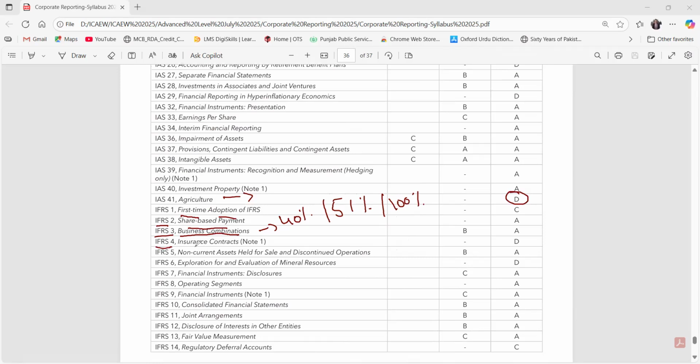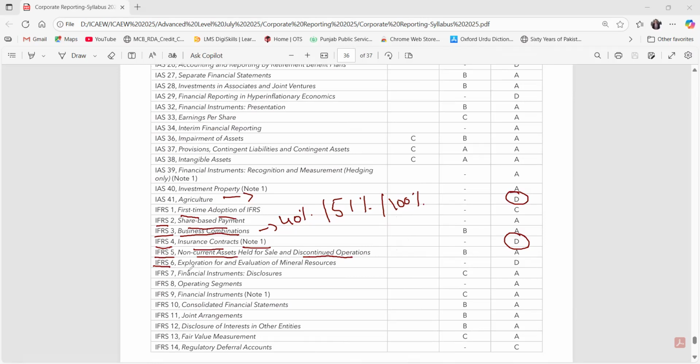What about IFRS 4? Insurance contracts basically. Obviously, this involves just basics of IFRS 4. Insurance contract. That is at D level. IFRS 5, non-current assets held for sale and discontinued operation. What is held for sale? Is it different from discontinued operation or not? Or what are the differences between held for sale and discontinued operation?